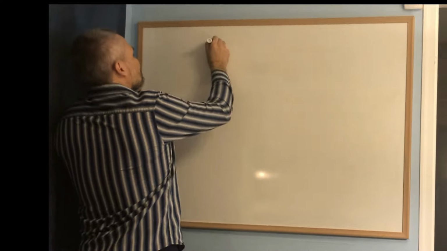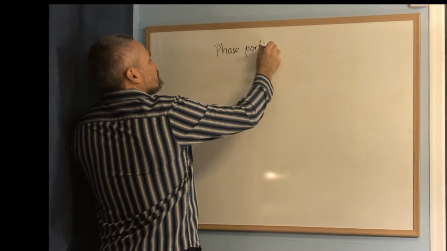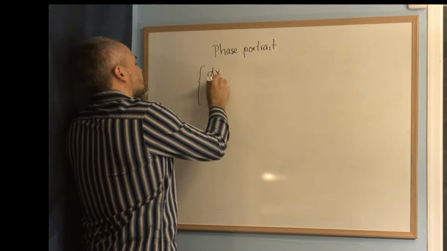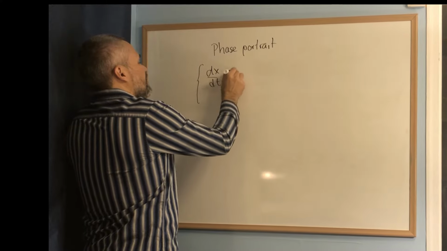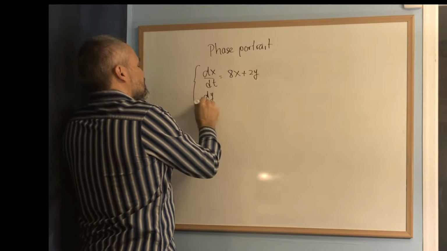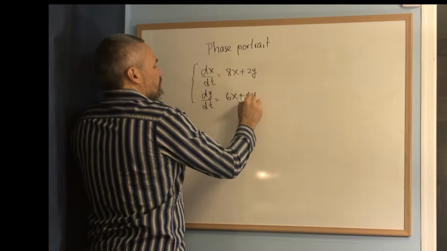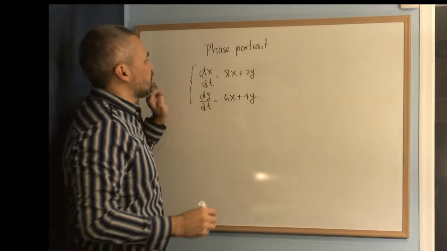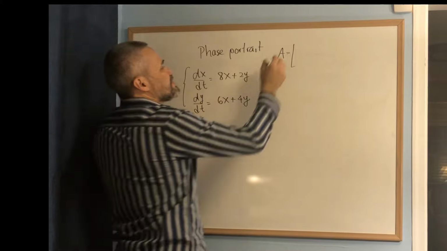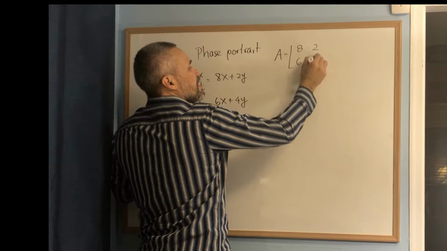We have an example of a phase portrait. Let's consider this system: dx/dt equals 8x plus 2y, and dy/dt equals 6x plus 4y. Then, as I mentioned before, the first step is to consider the matrix. In this case, the matrix of this system is 8, 2, 6, and 4.